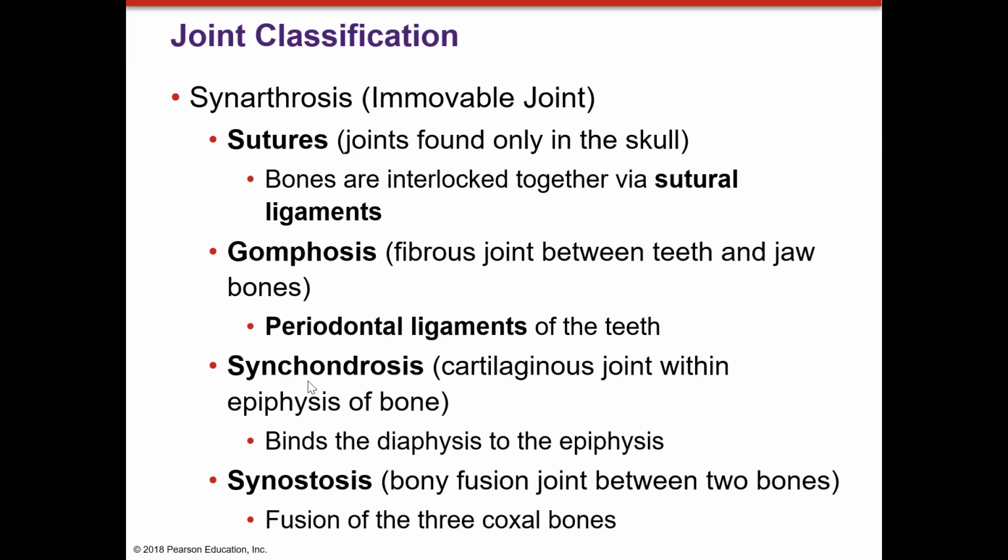Periodontal ligaments of the teeth. Synchondrosis being a cartilaginous joint within the epiphysis of the bone, binds the diaphysis to the epiphysis. So remember, this is the end of the bone and this is the shaft of the bone. Synostosis, a bony fusion joint between two bones. So think of those 3 to 5 coccygeal bones.